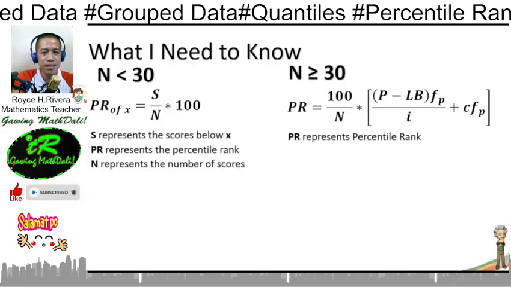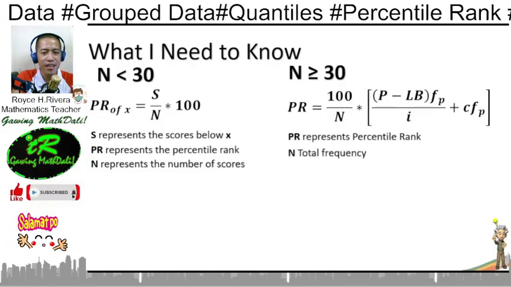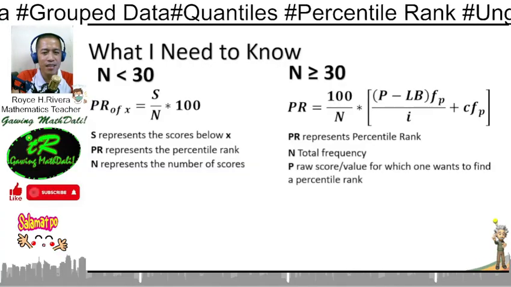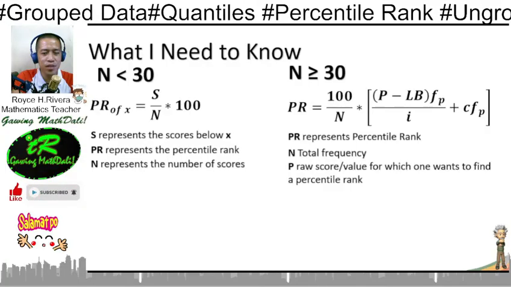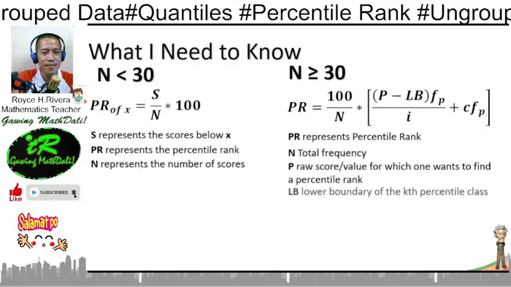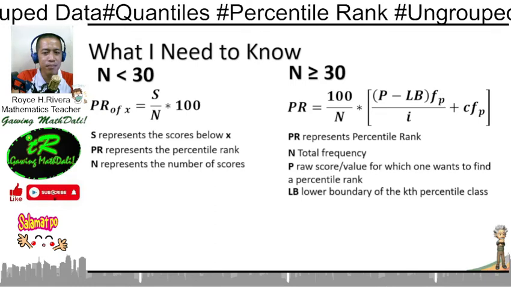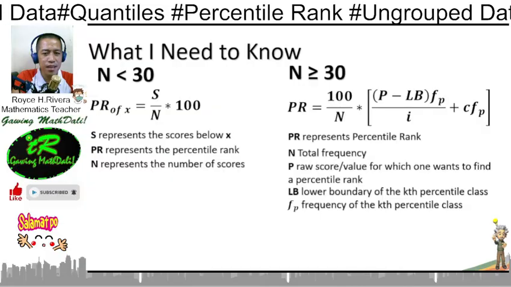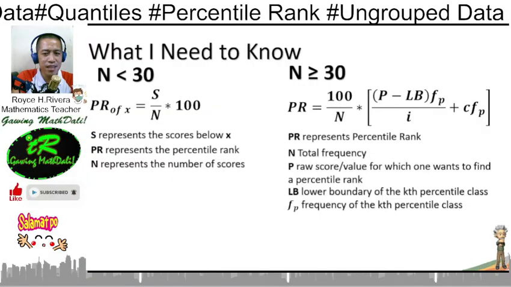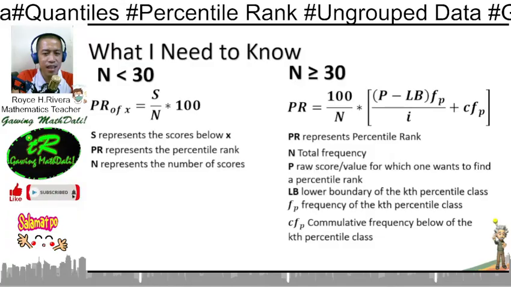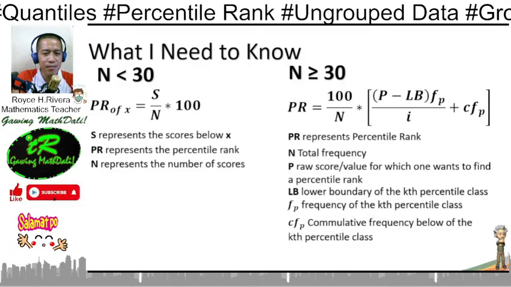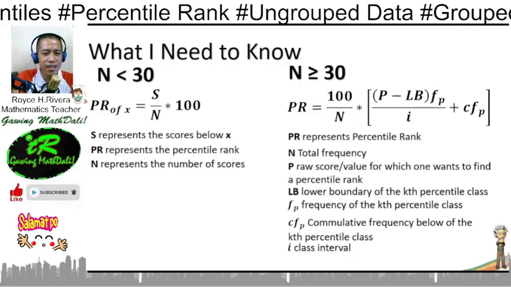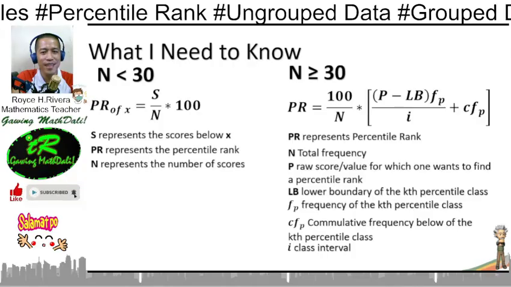PR represents percentile rank. N, the total frequency. P is the raw score or value for which one wants to find the percentile rank. LB, lower boundary of the kth percentile class. FP, frequency of the kth percentile class. CFP, cumulative frequency below of the kth percentile class. And I is the class interval.